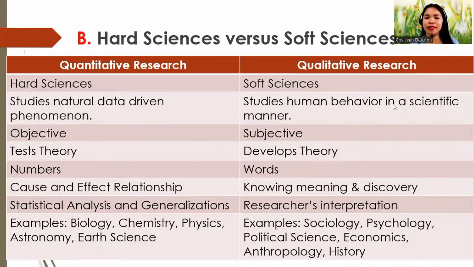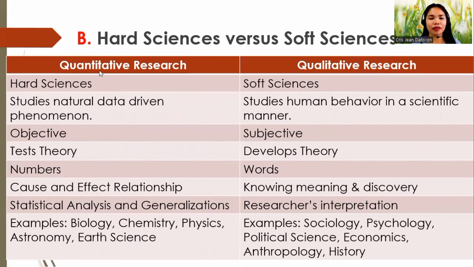Okay? And in qualitative research, we are dealing with human behavior, whereas in quantitative research, we're dealing with natural data. Okay, again, it involves numbers. For objective and subjective, objective is for quantitative, while subjective is for qualitative research. Okay, I know you already have an idea about that.